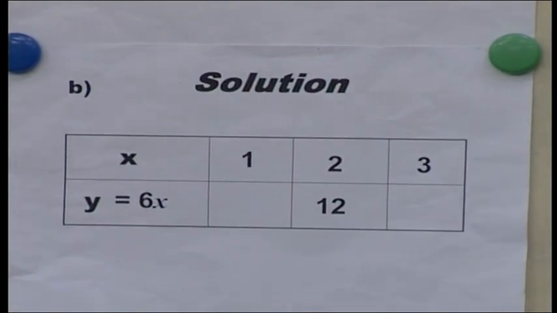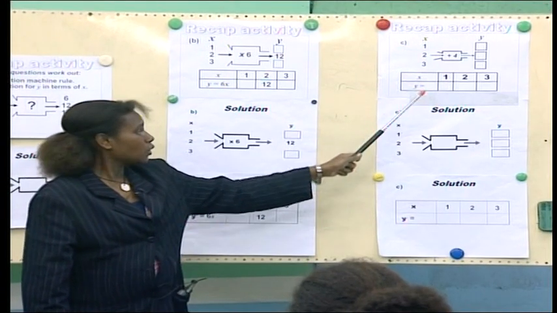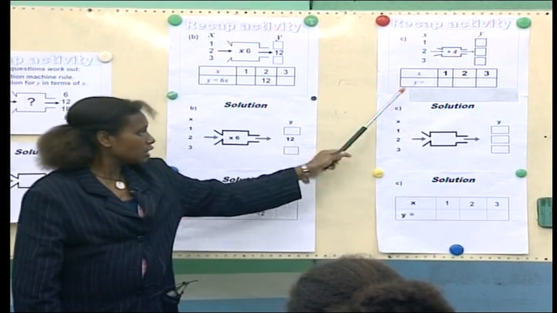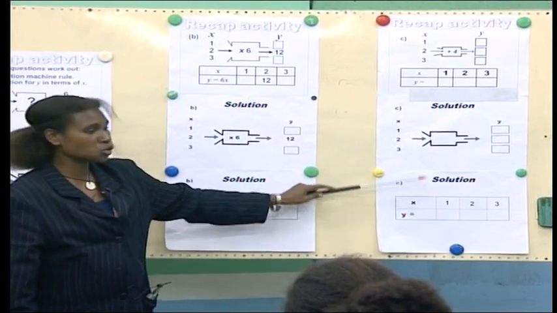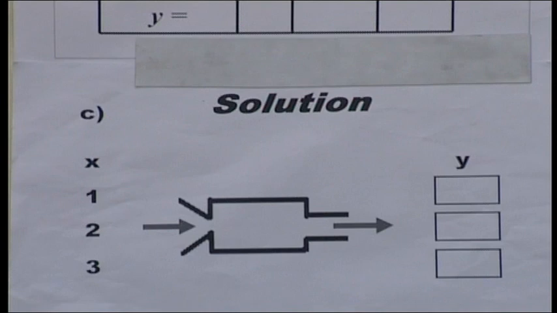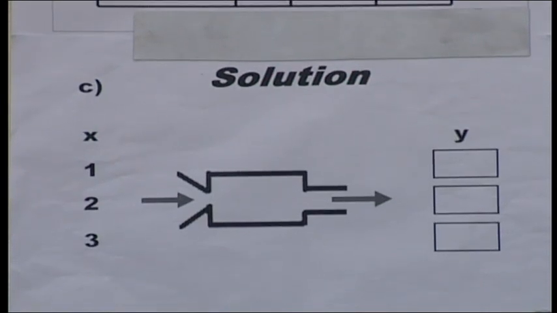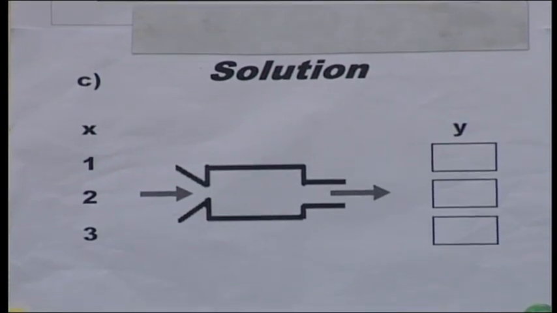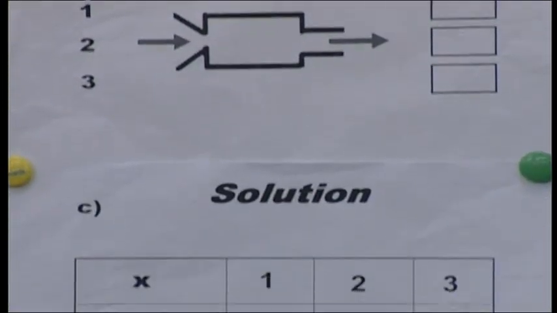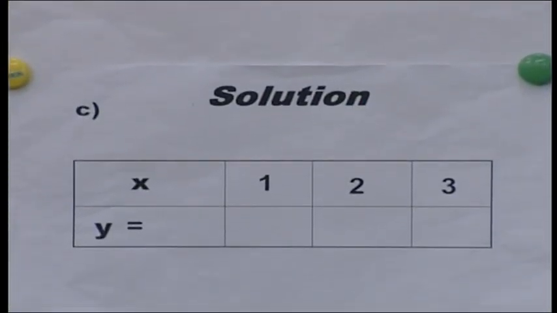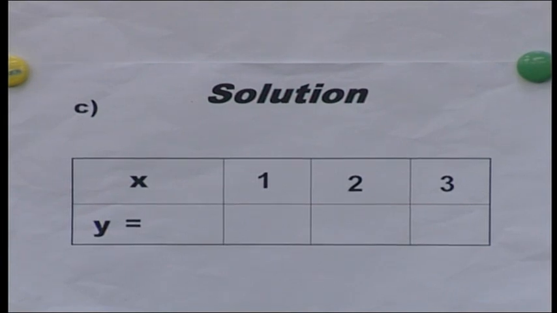Third one, you have the recap activity question up here. We have the function machine and also we have the table. Solutions are to be written on these 2 tables. So I'll be selecting groups. Among the group, there'll be a student to come up and write the solution to this recap activity.